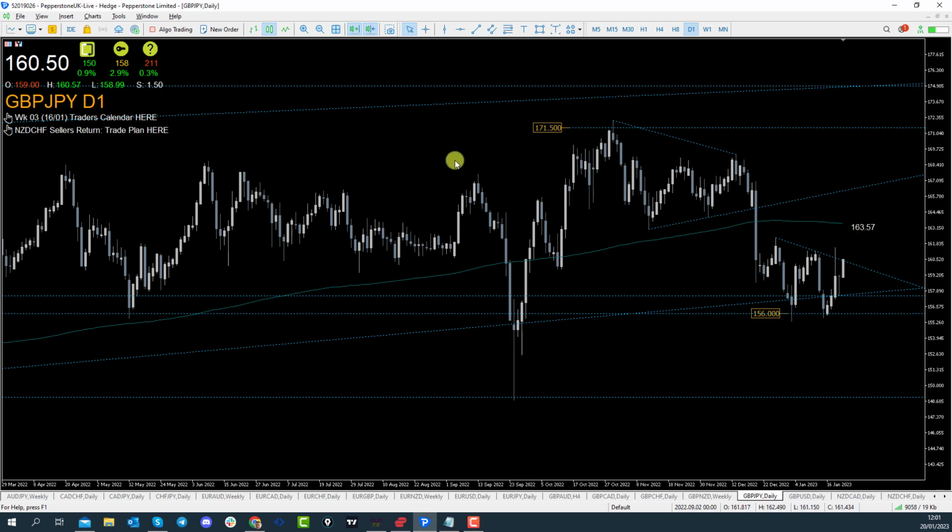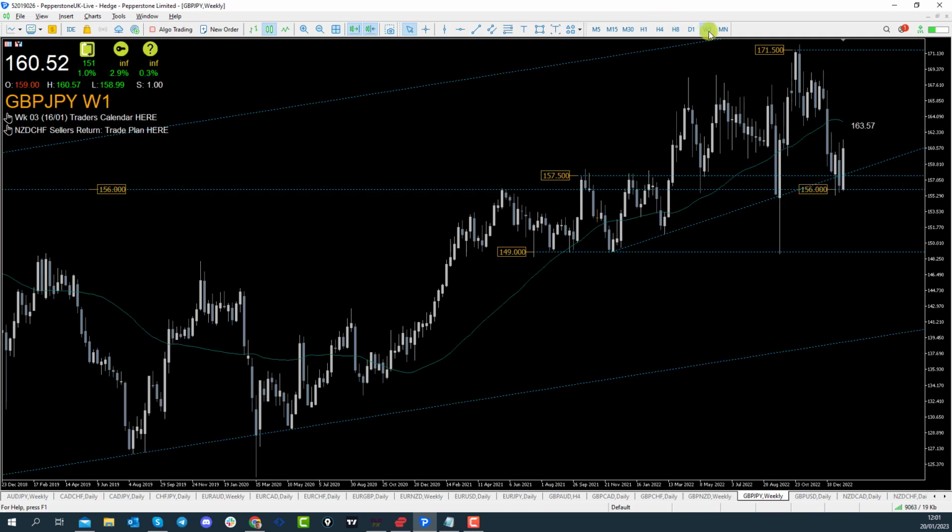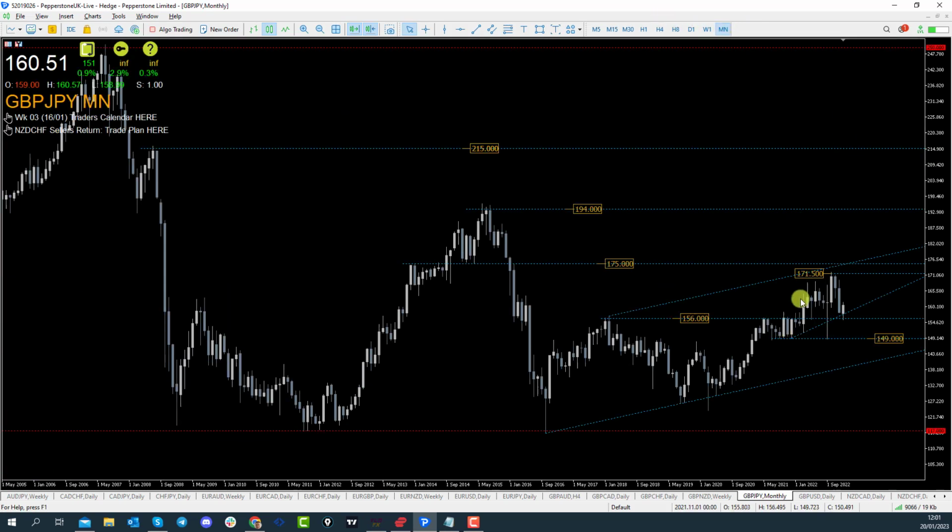So keep an eye on this chart. One to watch, I think, from your weekly perspective and monthly perspective as well. I want to see price start pushing back to the upside here for pound yen. It needs to do a little bit of work first though.